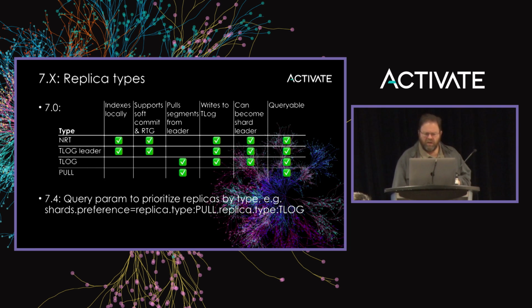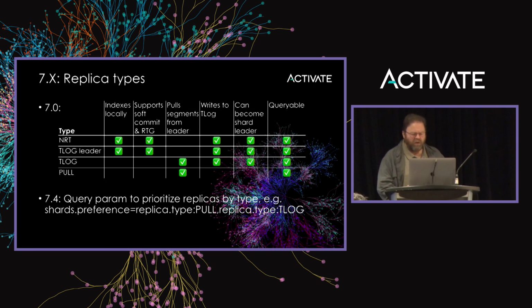You can see from this chart that indexing locally and supporting NRT functionality, the checkboxes are the same. That's because in order to be able to support NRT functionality, you have to have a local index. Similarly, the columns for writing to a transaction log and the ability to become a shard leader are tied together. I mean, that having a local transaction log is what allows a replica to become a shard leader.